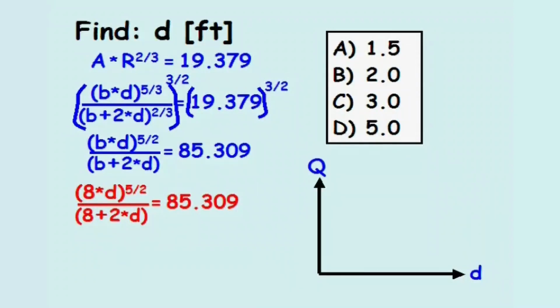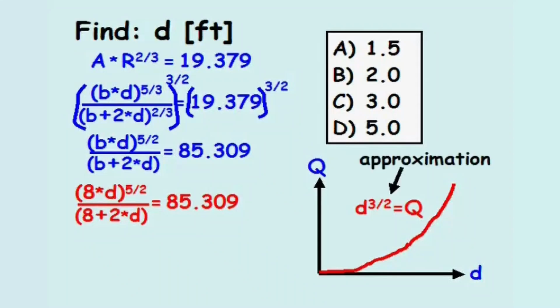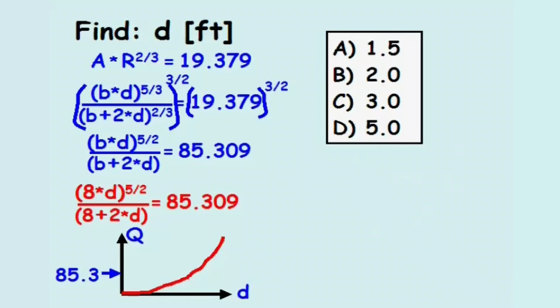If we graph the equation on the left, it takes the general form of depth to the 3/2 power equals flow rate. The purpose of this graph is to show that the relationship between the depth and the flow rate is 1-to-1 between the possible solutions for d. This means we should evaluate the left-hand side of the equation for d equals 2 or d equals 3 to minimize our chance of not knowing the solution after the first iteration.